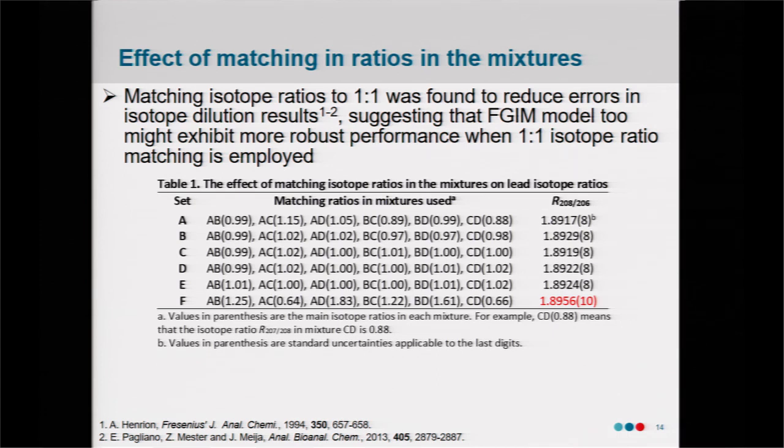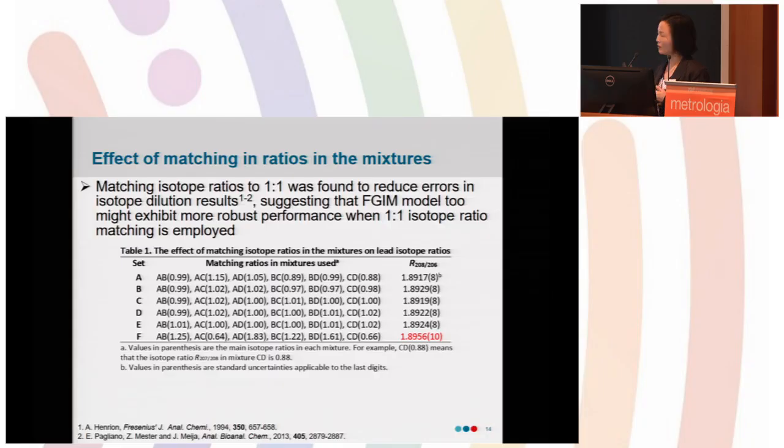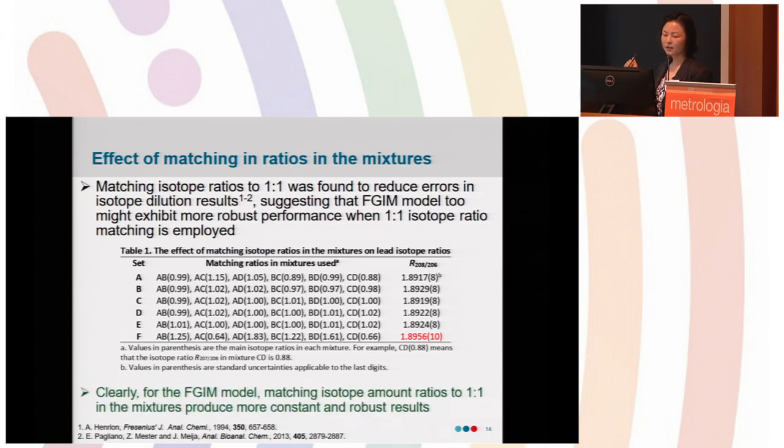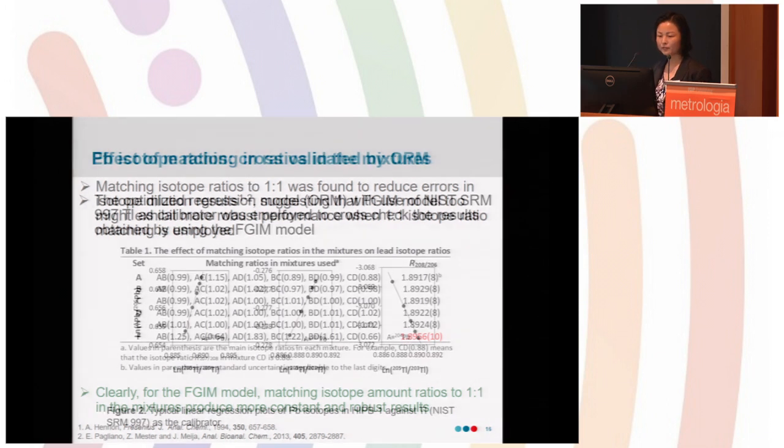So we have prepared the first 5 sets of mixtures, and they are matched within a couple of percent. The first one matched within like 15%. As you can see, the ratios measured for 208 to 206 are in agreement within the measurement uncertainty. However, the last set we prepared deviated significantly from the 1:1 ratio, and a different value was obtained. So clearly, for the FGIM model, matching the isotopic amount ratio to 1:1 in the mixture also produced more consistent and robust results. That's what we use for the 5 sets of results.